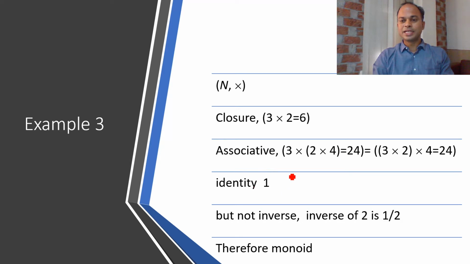When we talk about the identity, multiplicative identity is 1. 1 is part of this set. 1 is a natural number. Identity is there. When we talk about the inverse, say the inverse of 2 is 1 by 2. But 1 by 2 is not available here because we are talking about the set of natural numbers. Inverse is not available here. We have closure, associative and identity. Therefore, this example supports a monoid.